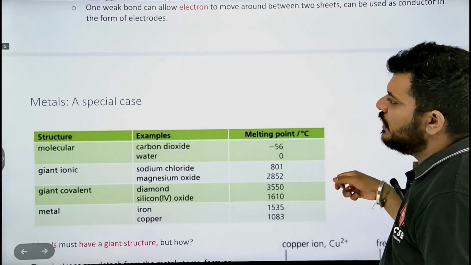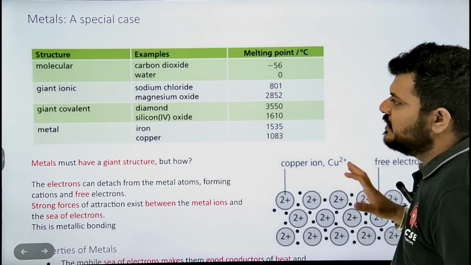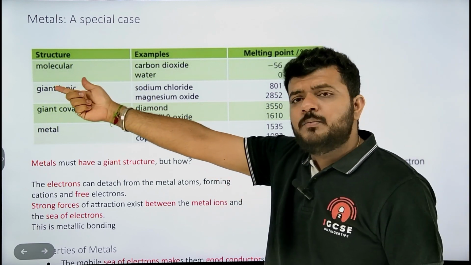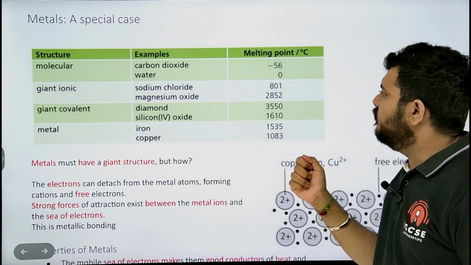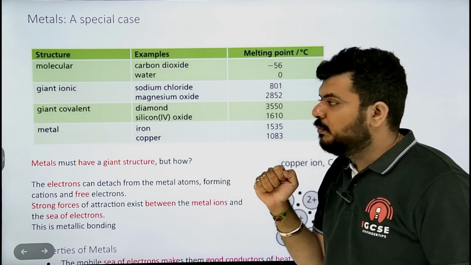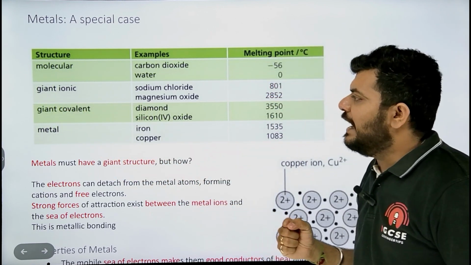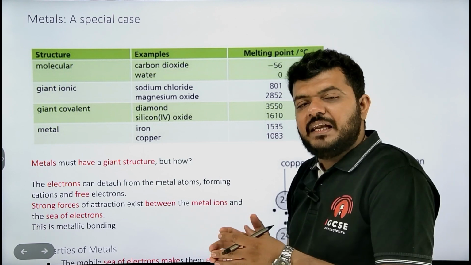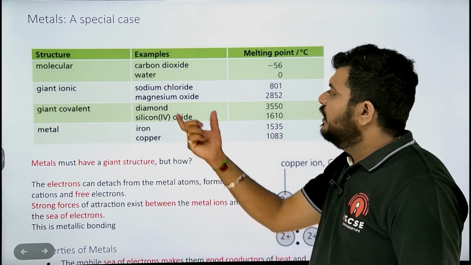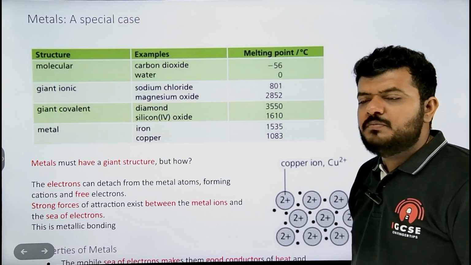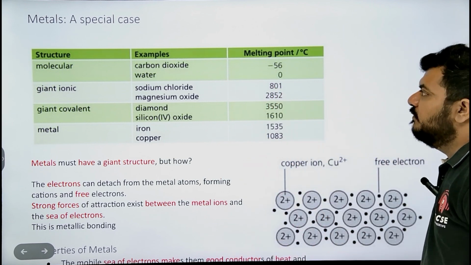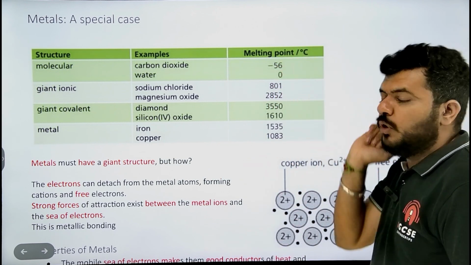Now if we look at metals, metals are a special case. If it is a molecular structure like carbon dioxide and water, they have low melting and boiling points. If it is giant ionic, I told you that in ionic structures the lattice is always giant. Sodium chloride and magnesium oxide both have very high melting points compared to molecular structures.